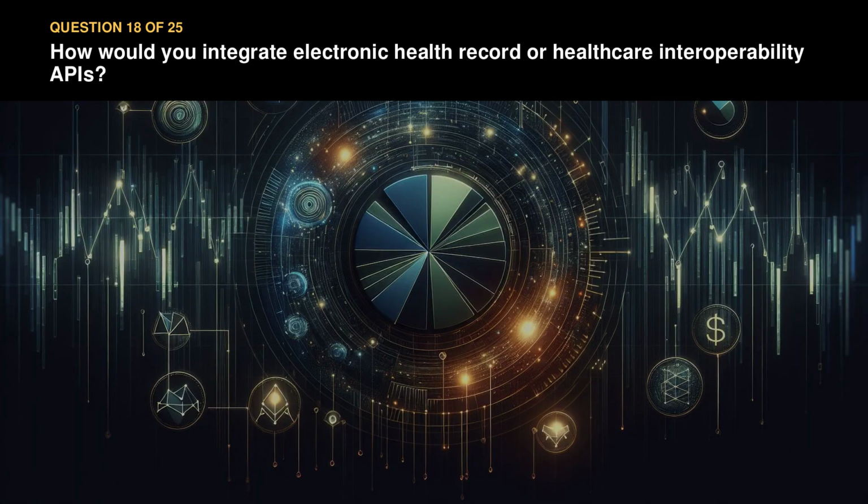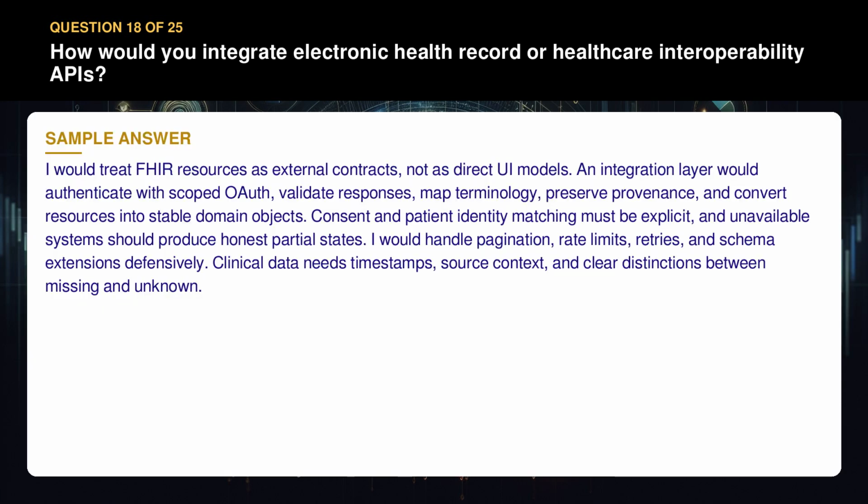Question 18. How would you integrate electronic health record or healthcare interoperability APIs? I would treat FHIR resources as external contracts, not as direct UI models. An integration layer would authenticate with scoped OAuth, validate responses, map terminology, preserve provenance, and convert resources into stable domain objects. Consent and patient identity matching must be explicit, and unavailable systems should produce honest partial states.